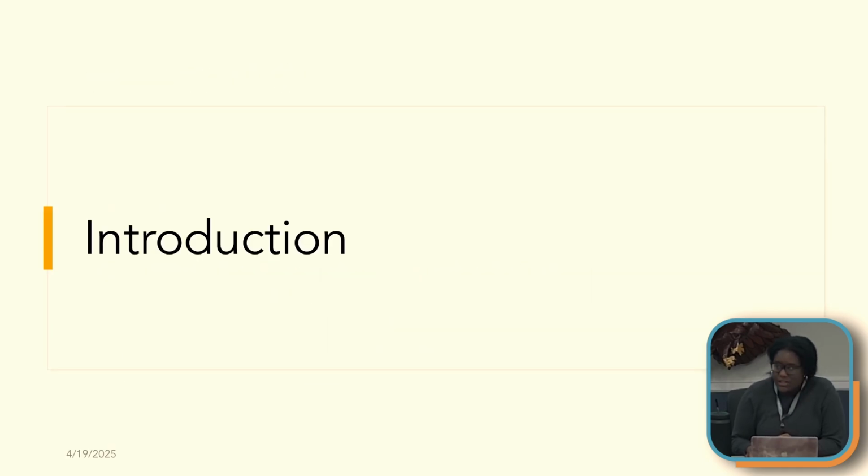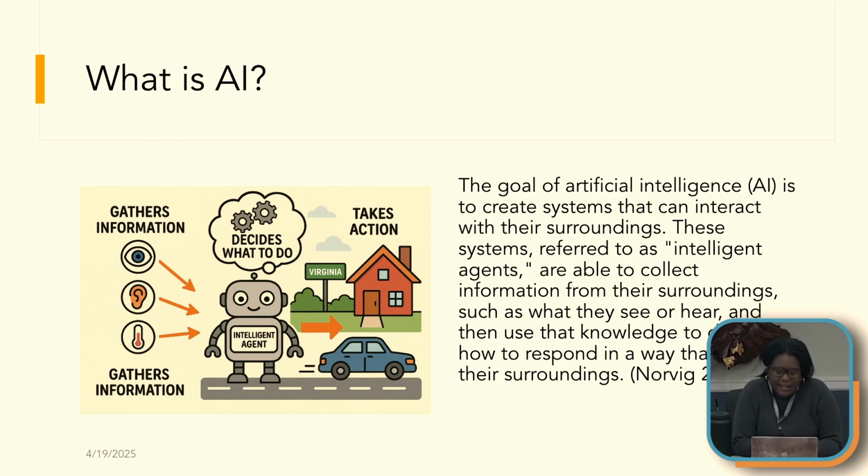Introduction. What is AI? This will be geared towards people who are new to AI. The goal of AI is basically to create systems that can interact with their surroundings. These systems are referred to as intelligent agents. I created a little graphic here with an intelligent agent that's gathering information from its environment using all its senses. It's taking in this information, processing it, and deciding what to do. This image is deciding to move this car on the road. But basically, the goal is to gather information from the surroundings, decide what to do, and act on it.